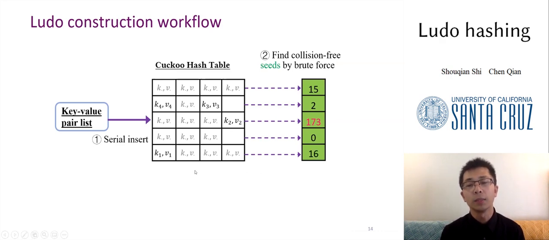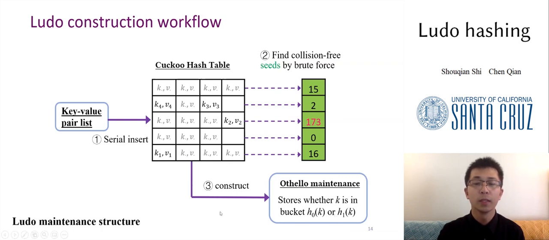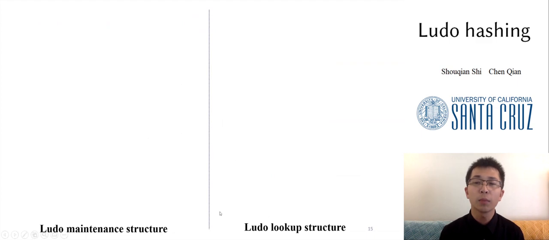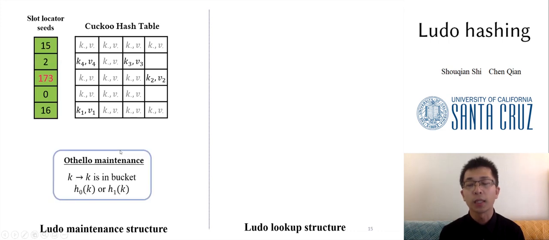The third step is to build a bucket locator to indicate the bucket choice for each key. An Othello hashing is constructed to maintain that information. So far, we have the complete Ludo maintenance structure: a hash seed for slot locators, a cuckoo hash table, and an Othello. Next, I will show how the Ludo lookup structure is built.